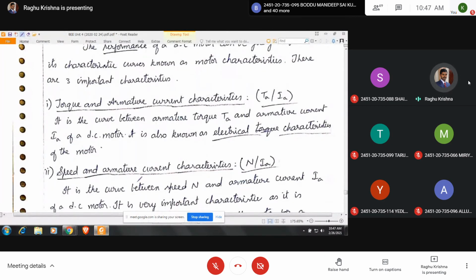So write down this one, torque versus Ia. It is a curve between armature torque TA and armature current Ia of a DC motor. It is also known as the electrical characteristics of the motor.